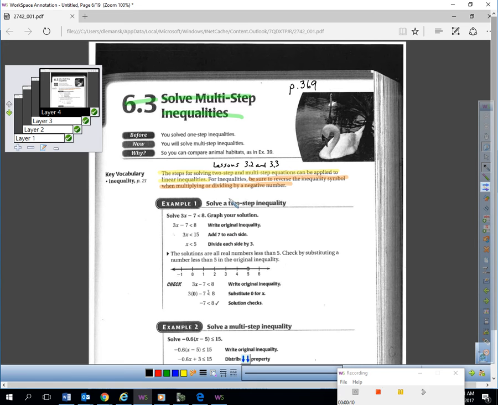Now, when you are solving inequalities, don't forget, this is a big one, and I tried to make a big point of this on the last video and in the last homework. You have to reverse the inequality symbol anytime you are multiplying or dividing by a negative number. Don't forget that. It still applies in this lesson.